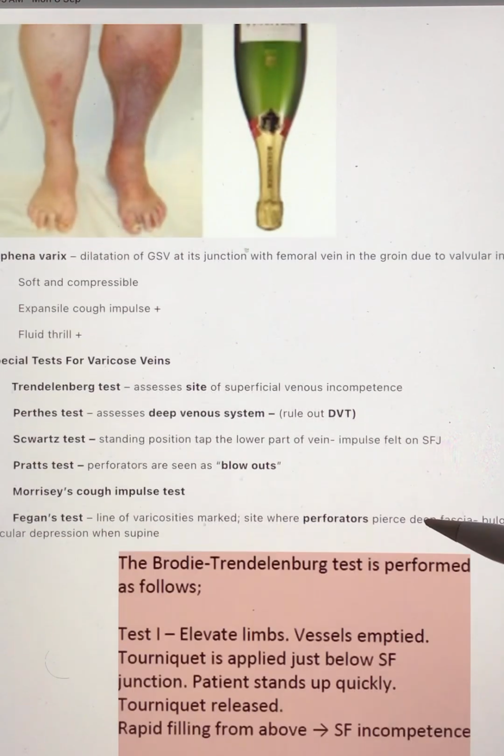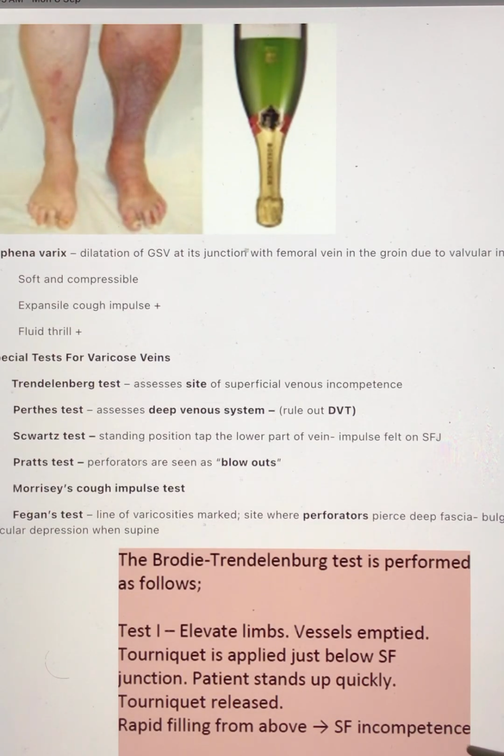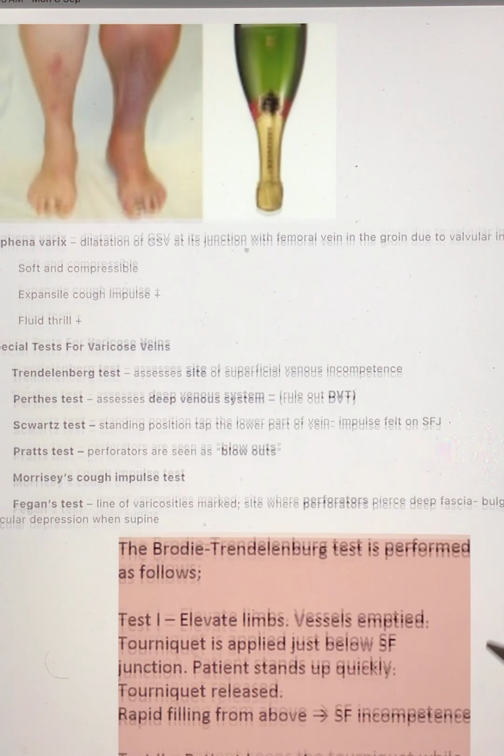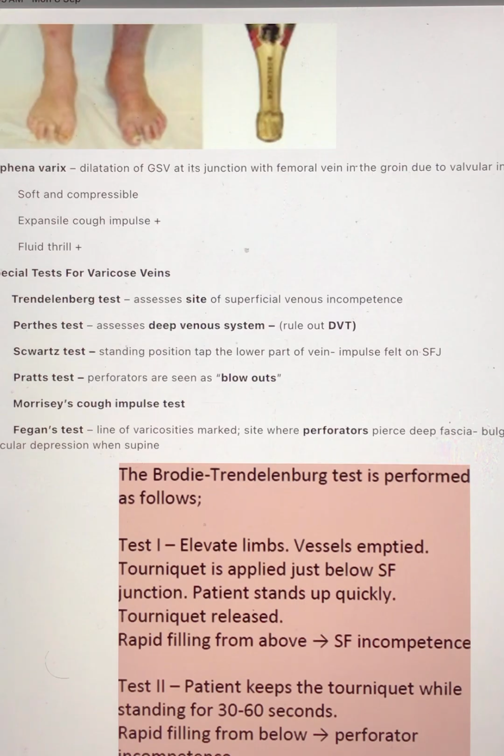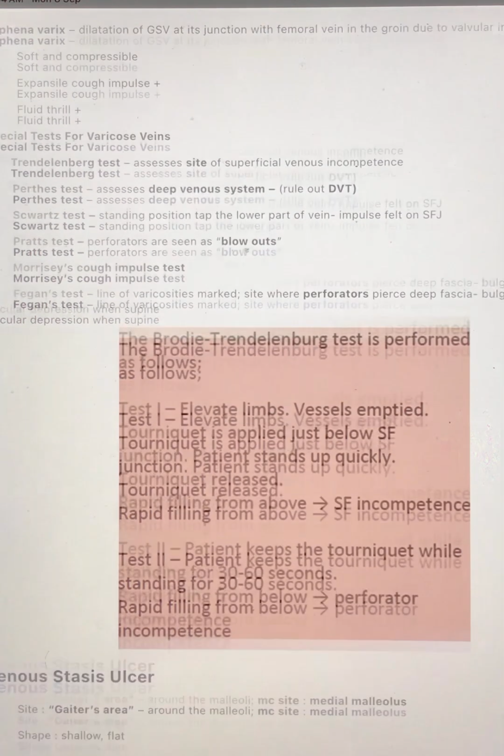So how is the Trendelenburg test performed? First ask the person to lie down, elevate the limb, empty the veins, tourniquet applied just below the saphenofemoral junction. Patient stands up quickly, tourniquet is released, rapid filling from above indicates saphenofemoral incompetence. Test 2: patient keeps the tourniquet on while standing for 30 to 60 seconds; rapid filling from below indicates perforator incompetence.